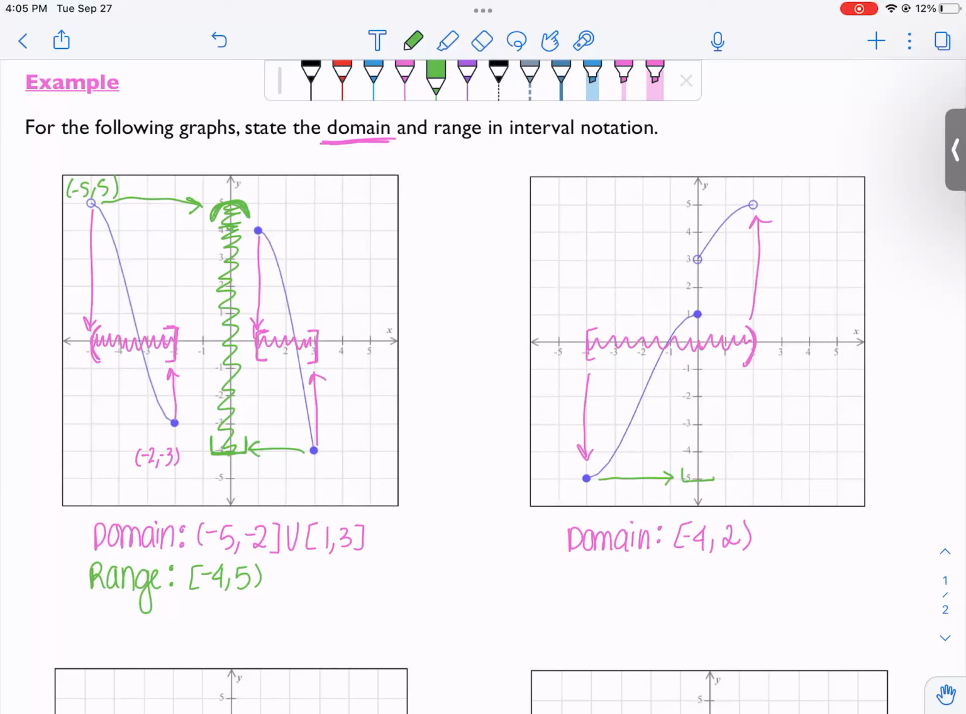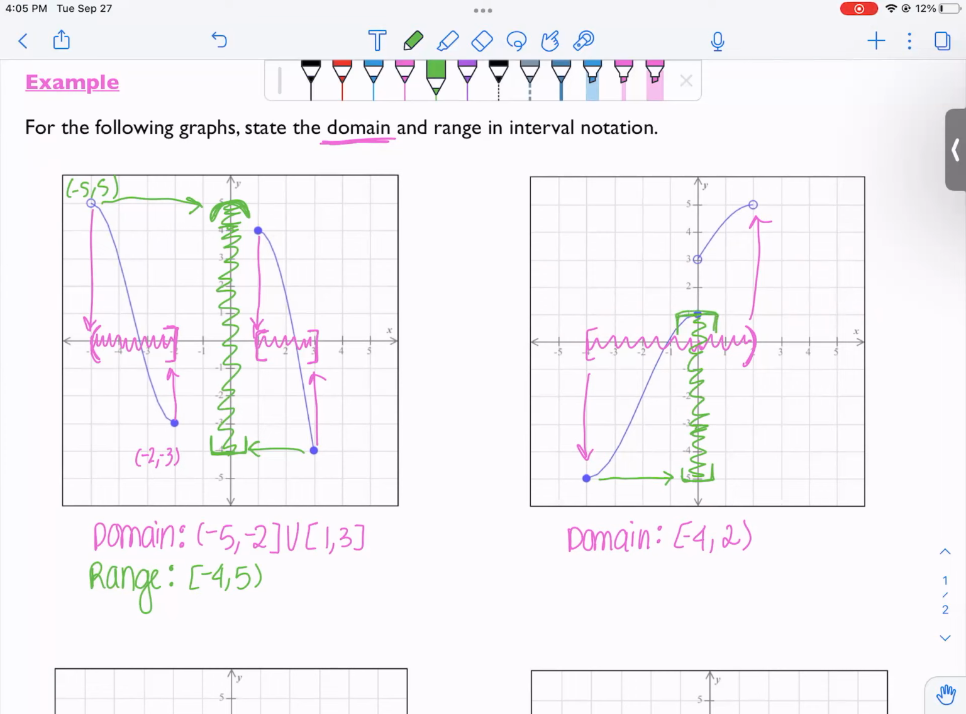At -5, we're including -5, going up, going up. I'm going to look at this piece first. Going up, going up, going up. Do I need to stop my range? Yes, because this graph, that's just an arrow I drew. There is no graph in this section right here, so there's no y values used.